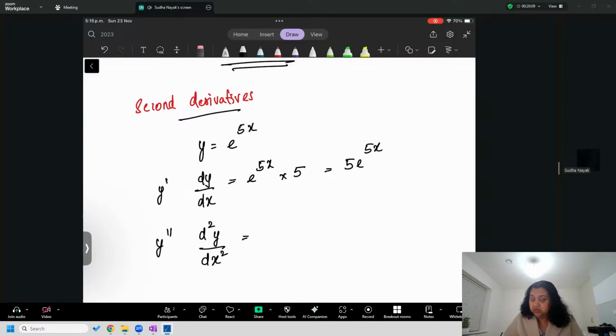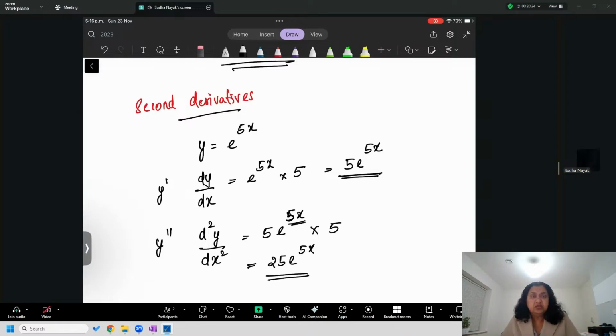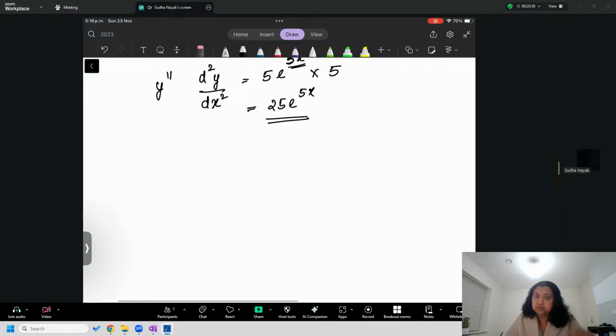Now here you are differentiating this. So it is 5 e to the power of 5x. Again you differentiate this, so that is 5. So that is equal to 25 e to the power of 5x. So it is just that you're differentiating it twice. Okay, that is called the second derivative. Then you have the differentiation of sine, cos, and tan. You know that, and then exponents. You know that. Okay, we got into that.